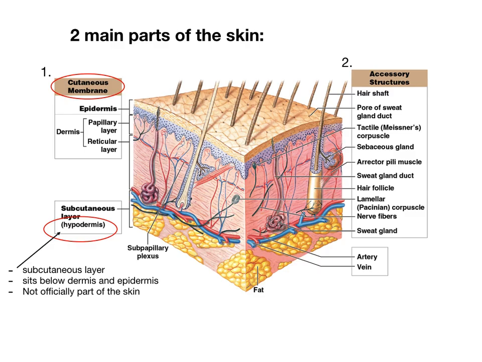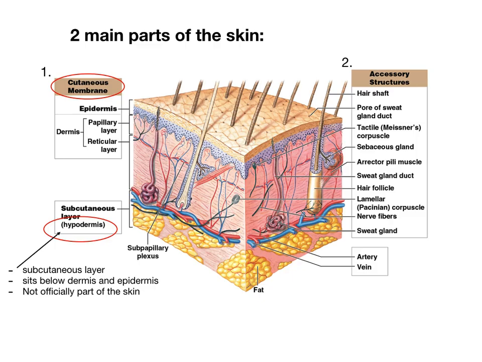So there's two main parts of our skin. We have the cutaneous membrane and we have the accessory structures. We also have something called the subcutaneous layer, which is technically not part of the skin, but we tend to include it as part of the skin. So the first is the cutaneous membrane. It is composed of the epidermis and our dermis. The dermis is divided into two different layers, the papillary layer and the reticular layer.